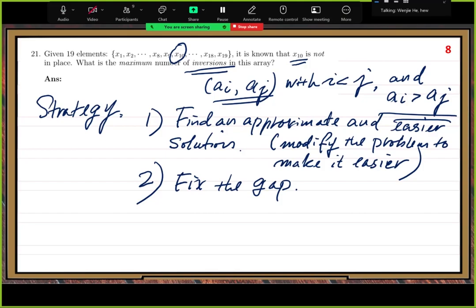All right, so here, let's apply this strategy. The first step, we need to modify the given problem to make it easier. How do we modify it? So how to modify it? The first question.